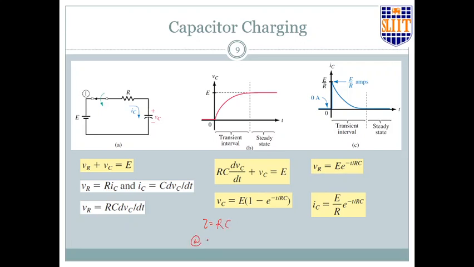So at t is equal to 5 times tau, or 5 times the time constant, or 5 times RC, what about the Vc value? Then Vc is equal to E into 1 minus e to the power minus 5, right? What is this value, e to the power minus 5?